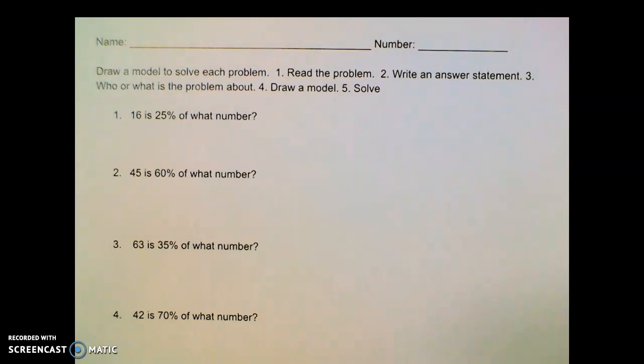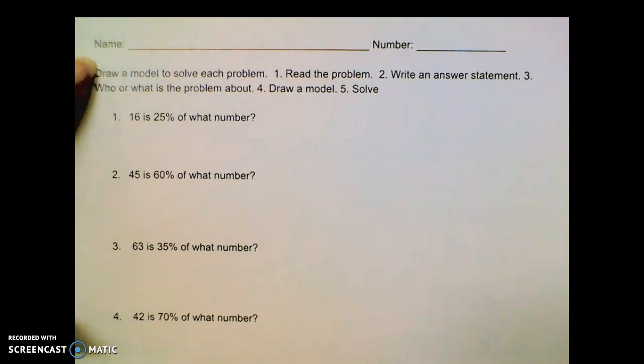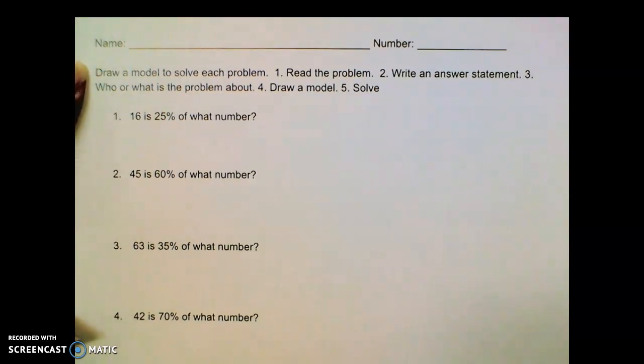So we're going to spend the majority of our time making sure you have the model set up correctly, and then if you want to go back and solve them, you can. But as long as you have it set up correctly, I think you'll be able to problem solve on your own. So our job today is to draw a model to solve each problem. We want to make sure we read the problem first, write an answer statement, think about who or what the problem is about, take some notes, draw a model, and finally solve.